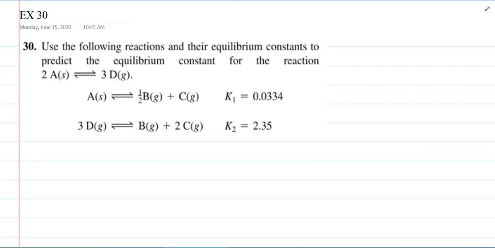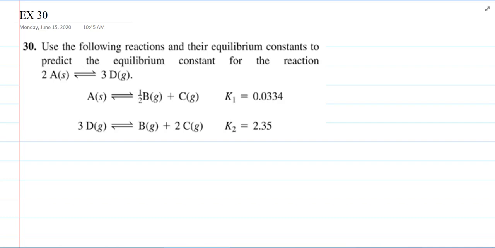Let's try number 30. So we want to use the following reactions to predict the 2A going to 3D. All right, so why don't you guys try it for a second, pause this, try it, and see if you get the right answer. So hopefully you got the answer. Let's see what I'm going to do.